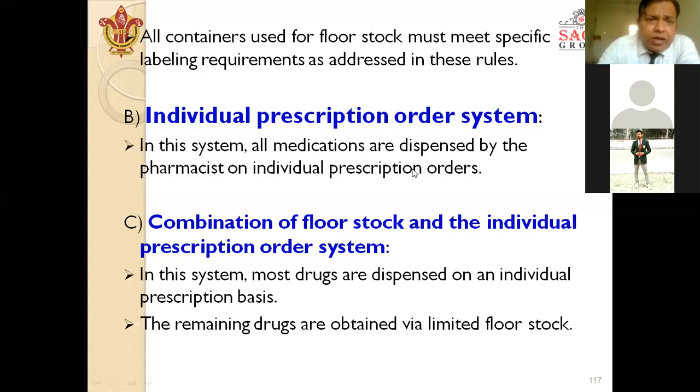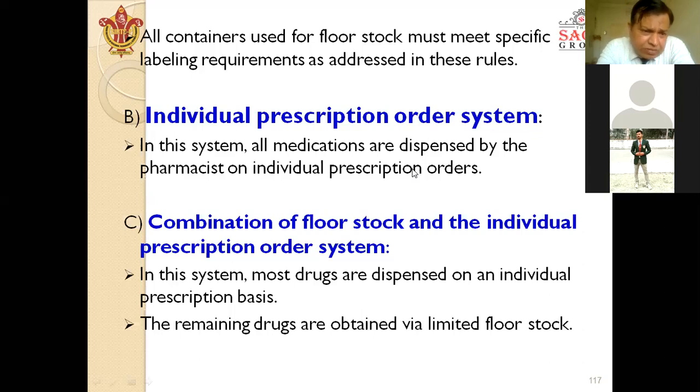Now, all containers used for floor stock must meet a specific labeling requirement as addressed in the rules. B, type individual prescription order system. Here in this system, all medication are dispensed by the pharmacist on the individual prescription order.